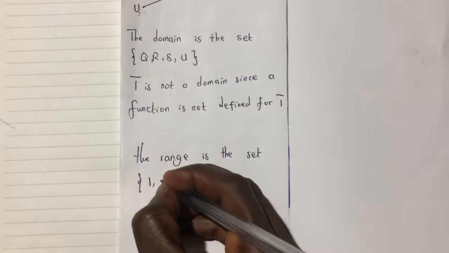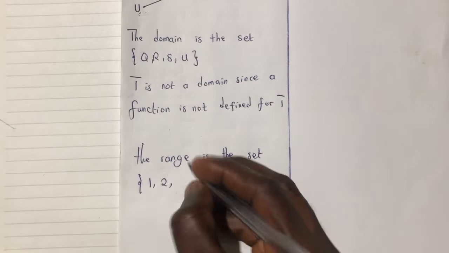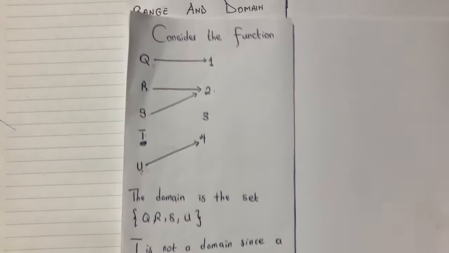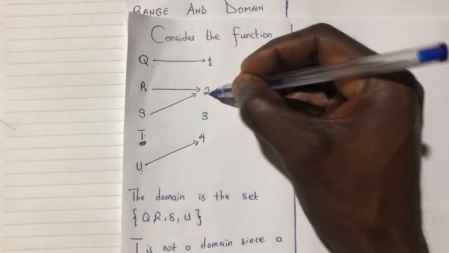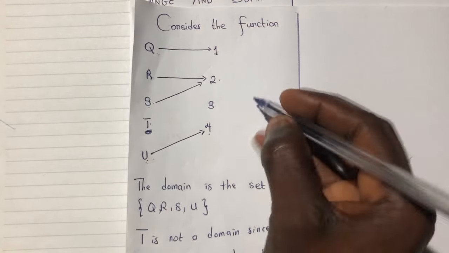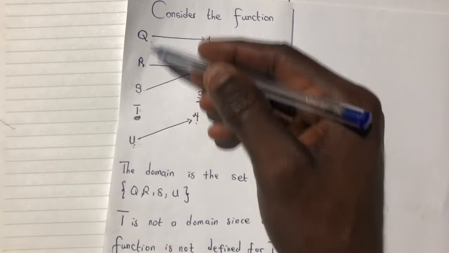Again, the range is the set 1, 2, and 4. So when we come here, the range is the set 1, 2, and 4. And 3 here is not a range because it has not been mapped to any of the what?